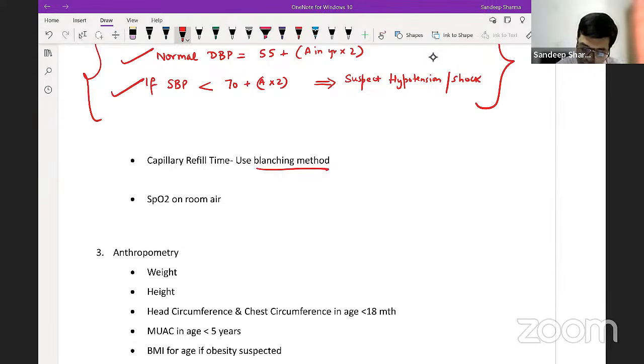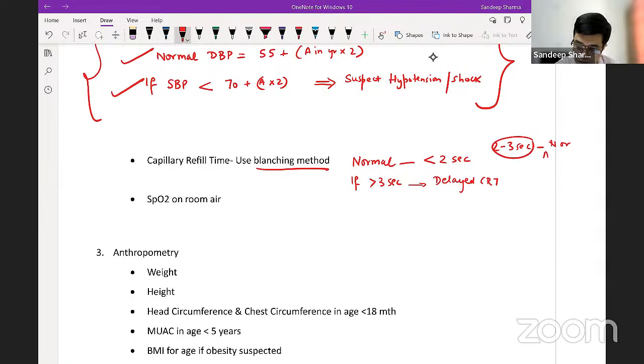Normally, capillary refill time in a child is less than 2 seconds. Certain books write less than 3 seconds, but American Heart Association guidelines say less than 2 seconds. However, if it is more than 3 seconds, it indicates delayed capillary refill time. 2 to 3 is borderline. It can be normal or abnormal. Sometimes a cold environment can produce slightly delayed capillary refill time. But if it is more than 3 seconds, it is always delayed capillary refill time, right?